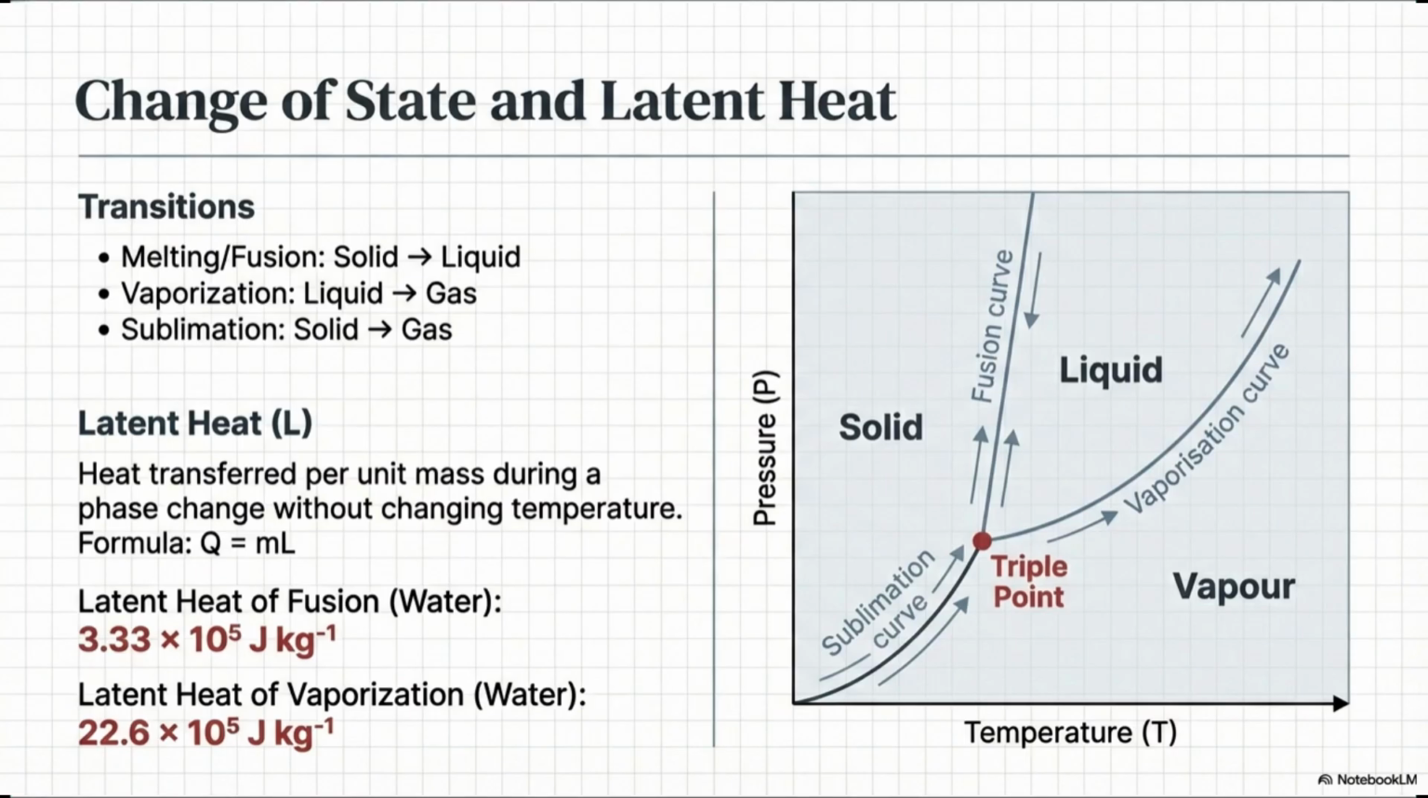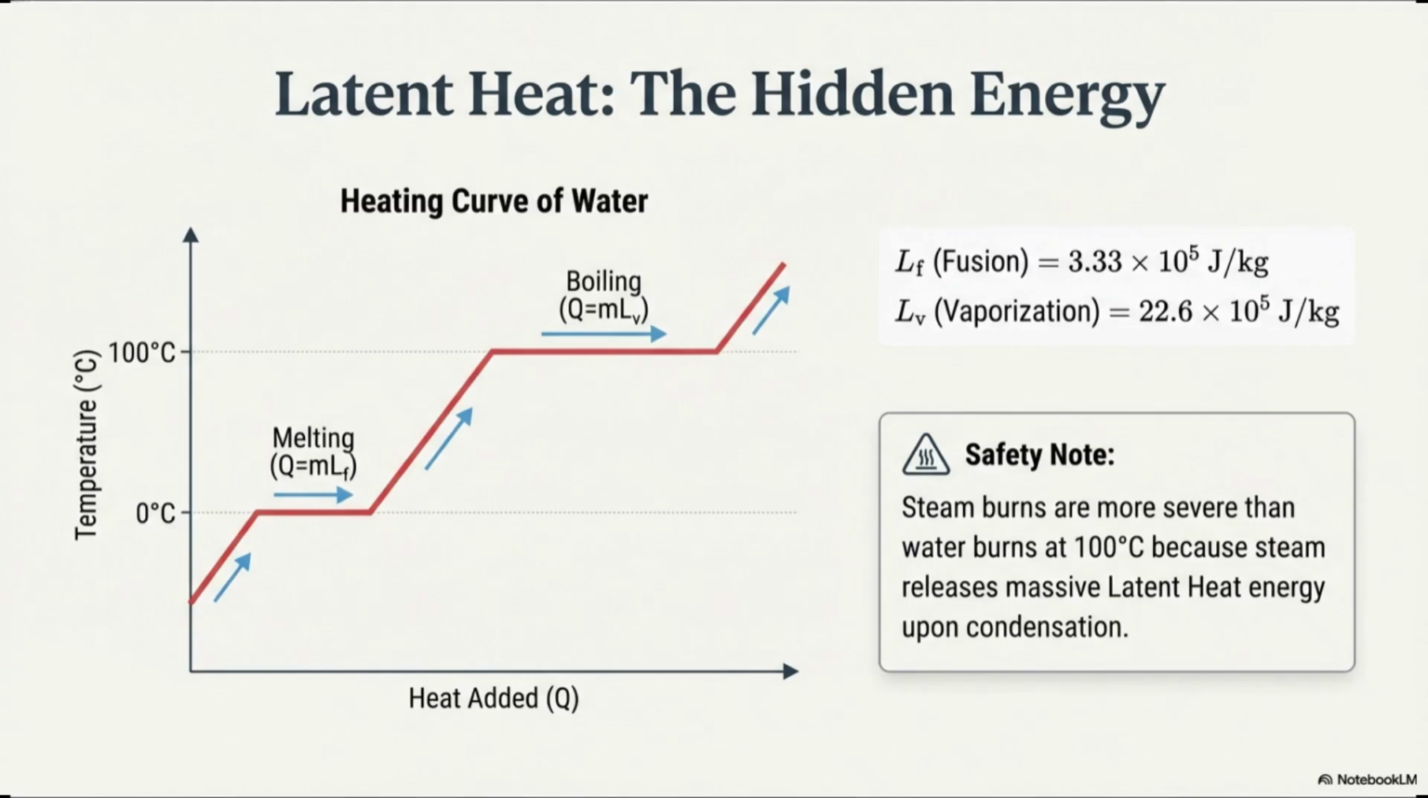Let's trace the journey on this graph. As you add heat to ice, its temperature climbs up. But then, when it hits 0 degrees Celsius, something really weird happens. See that flat line? The temperature totally stops rising, even though we're still pumping in heat. All that energy is now being used for a different job: breaking apart the bonds holding the ice crystals together.